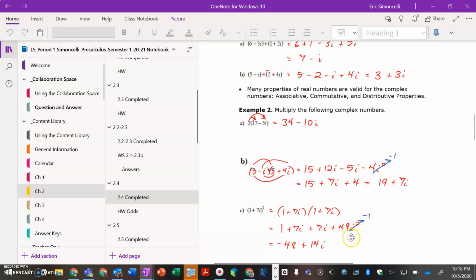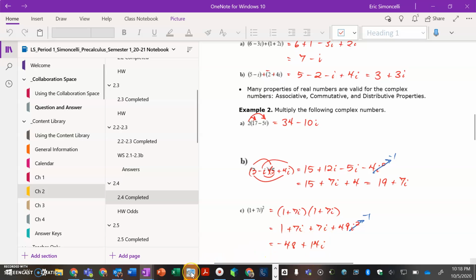Yet again, anytime you see an i squared, make sure that you convert it to -1, so that in the end we have 1 minus 49, because 49 times -1 is -49. That ends up being -48. 7i plus 7i, of course, is 14i.